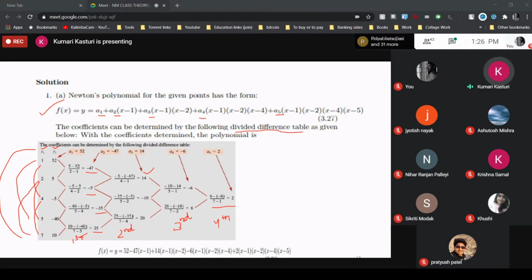After calculating each value, always remember that the first element of each column represents your coefficients. Just see here, these are the first elements of each column. So this one is your A1, this one is A2, this one is A3, this one is A4, this one is A5. So these values you have to put here and find f(x) again, that is the calculated value of this one.